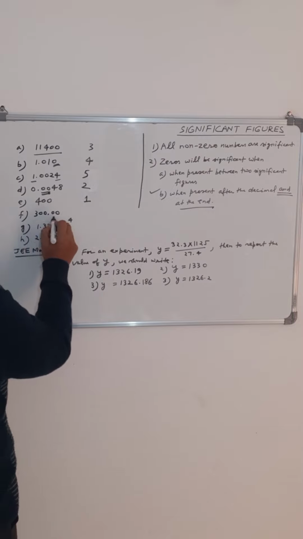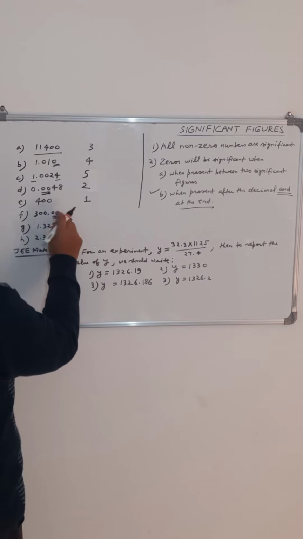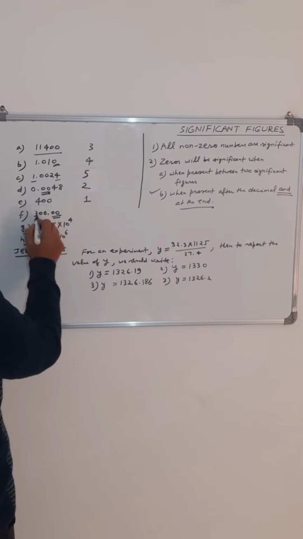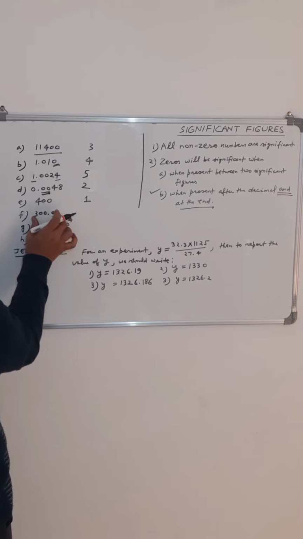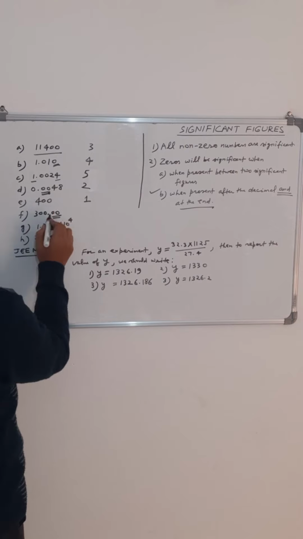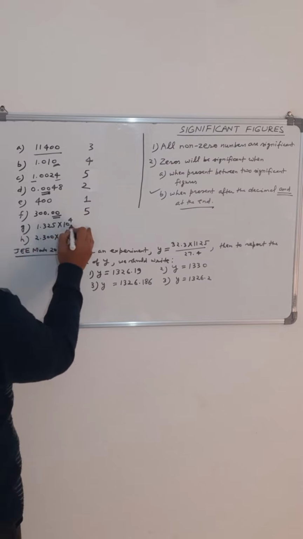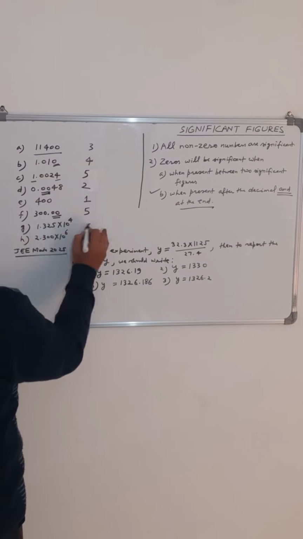In this case, these two zeros will be significant because they are present after the decimal. This zero is significant because it is at the end and after the decimal, and all three zeros will be significant because they are present between two significant figures. So the total is 5 significant figures. In this case, 10 to the power 4 is not considered significant, so there are 4 significant figures.